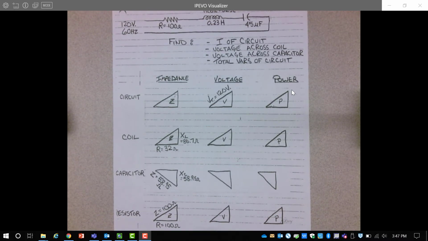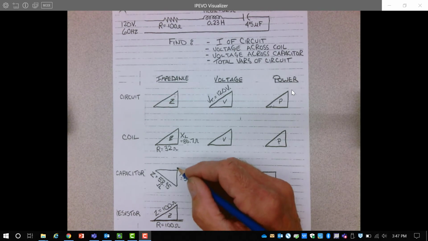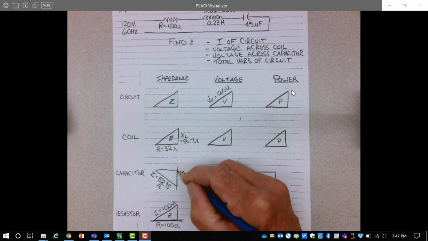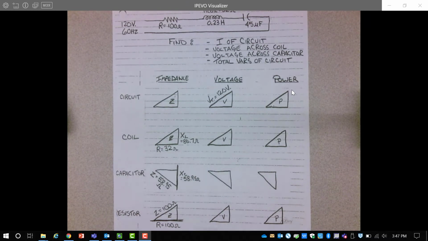The resistor of 100 ohms we know is basically just a horizontal line, because there is no reactance and the impedance and the resistance are the same value. The capacitor, once you have figured out the capacitive reactance using the formula X equals 1 over 2 pi FC, should be 58.95 ohms, and that capacitor is basically going to be a vertical line because there is no resistance in a capacitor and the impedance and the capacitive reactance are the same value.